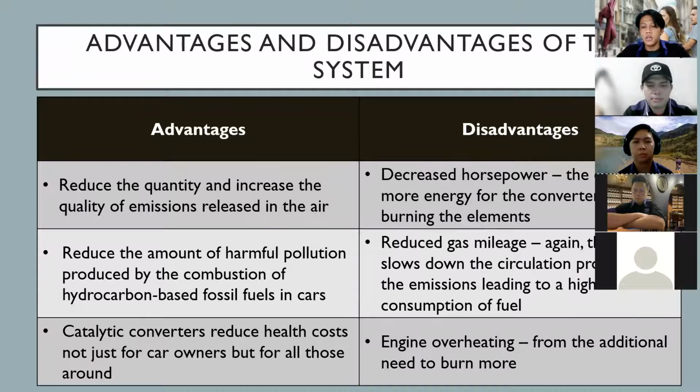Next, we look at the disadvantages of this system. First, it decreases the horsepower, with the engine using more energy for the converter and for burning the elements. Number two, it reduces gas mileage. Again, this catalyst slows down the circulation process of the emission, leading to higher consumption of fuel. And last but not least, the engine overheats from the additional need to burn more fuel.